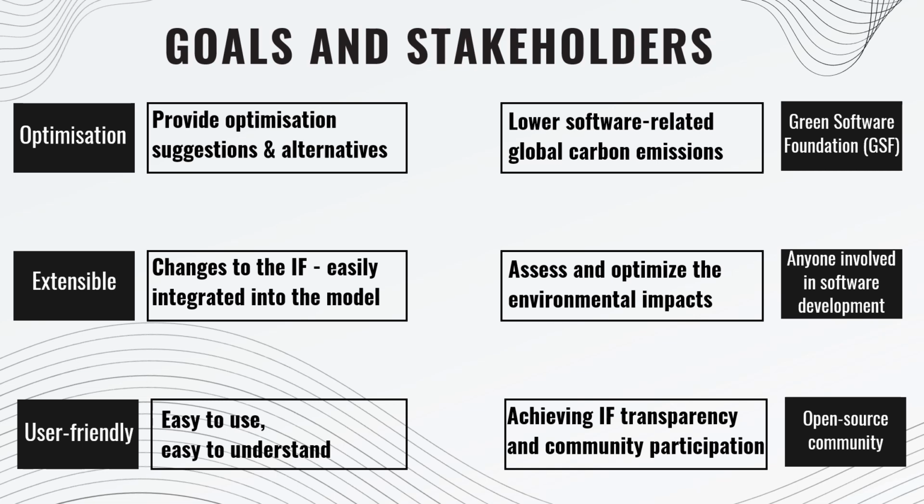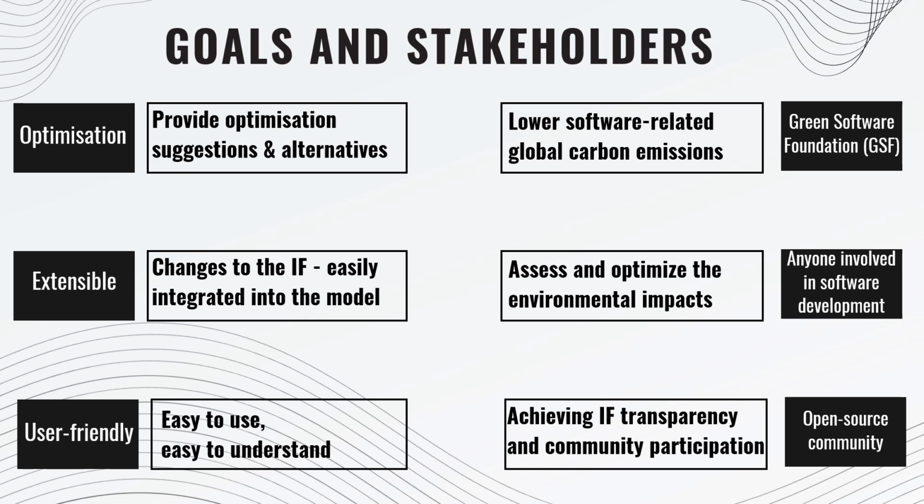Next, I will be introducing the project goals as we have in mind about the model. The first goal is optimization. Our extended model should provide optimization suggestions to the users and visualize trade-offs with different suggestions. The second goal is extensibility. The model should be easily extensible to accommodate future changes to the impact framework. And lastly, the third goal is for the model to be user-friendly. We want it to be able to be easily used by someone with no technical expertise.